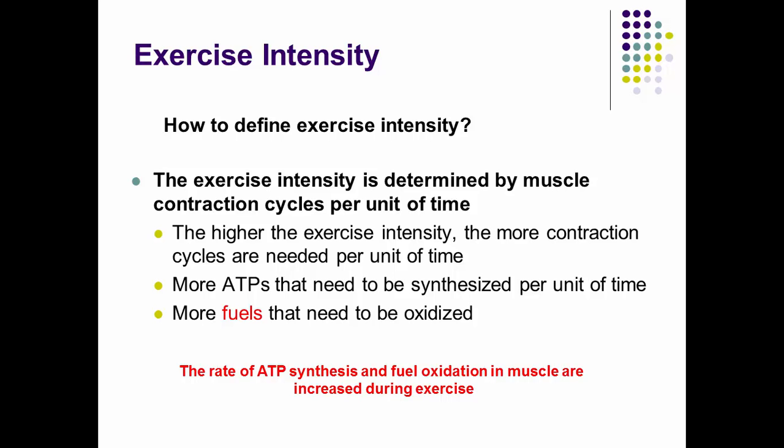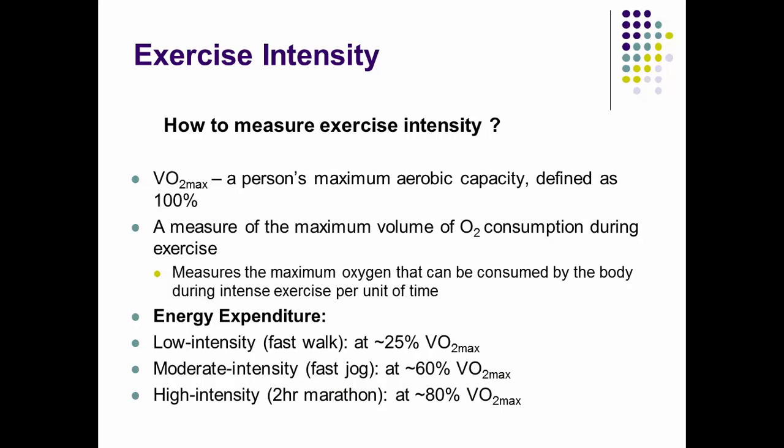So the rates of ATP synthesis and fuel oxidation in muscle are increased during exercise because the contraction cycles increase, right? So the intensity depends on the contraction cycles per unit of time. Now the other concept, VO2 max, and how we measure exercise intensity.